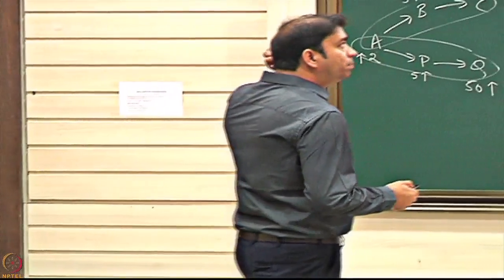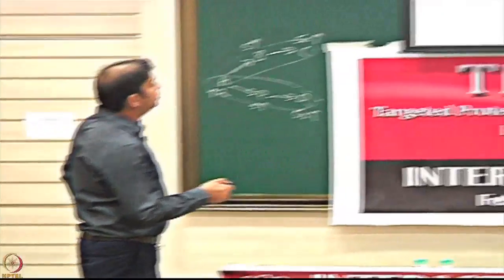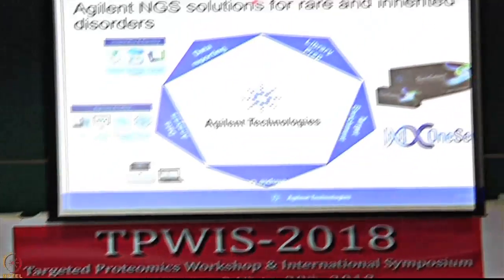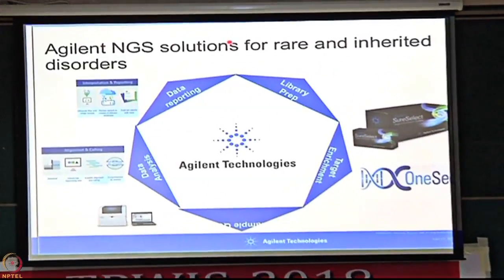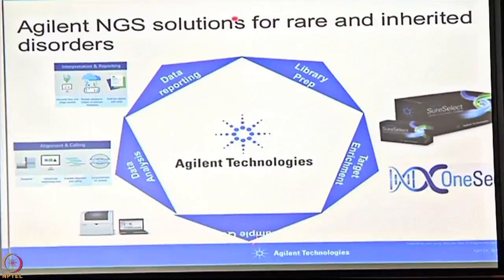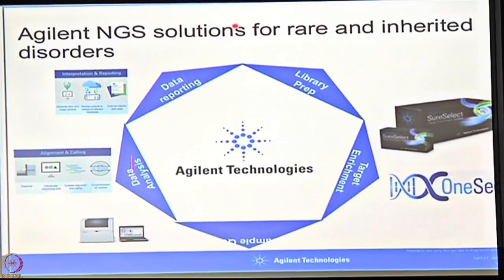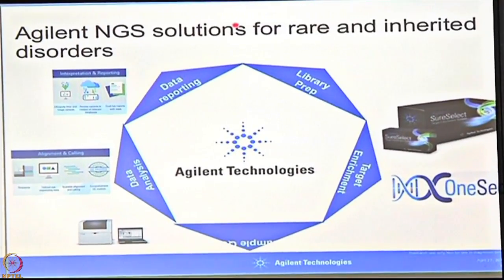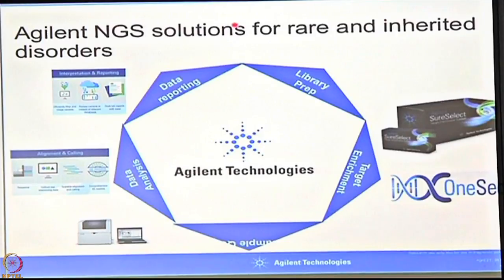It's a very simple workflow that I described. It starts from the library preparation, then we make the targeted panel with the probes, and then data analysis and reporting. The whole workflow takes 3 to 4 days, and it's easy to identify the kind of challenges in the diagnosis of rare disease.